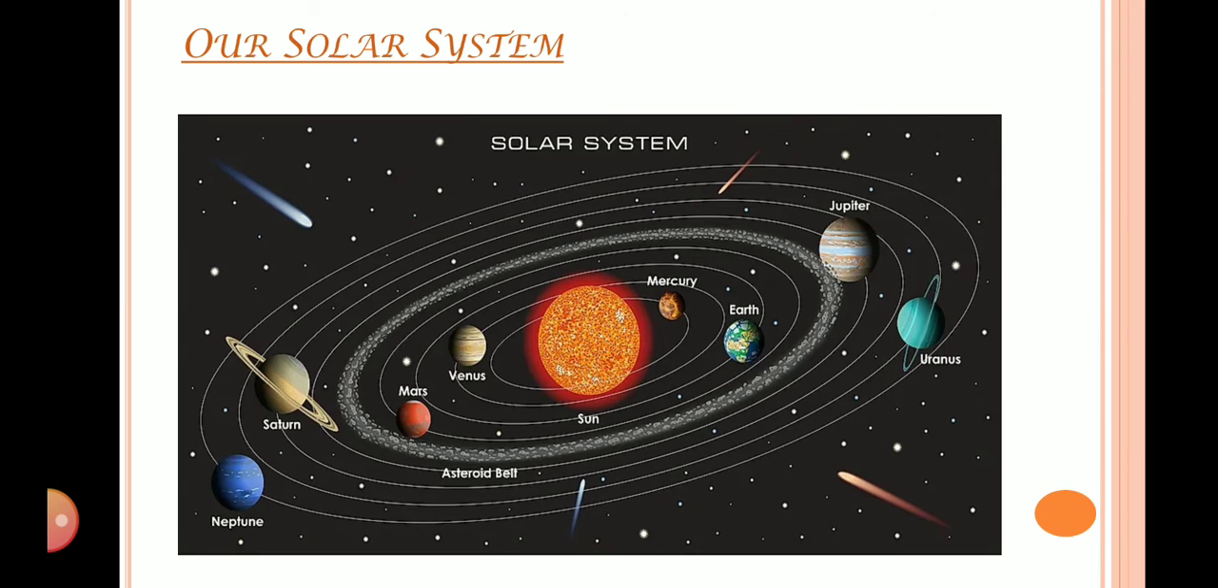Our solar system consists of the Sun, which is a star, 8 planets and 63 moons, millions of smaller bodies like asteroids and comets, and a huge quantity of dust grains and gases.